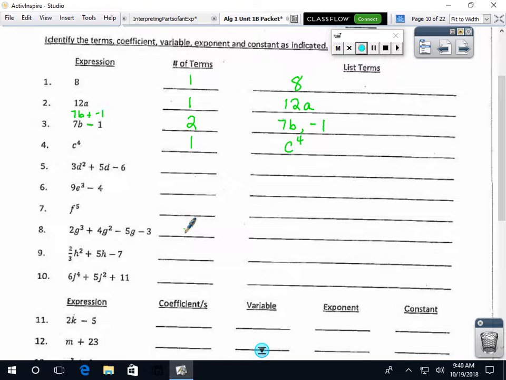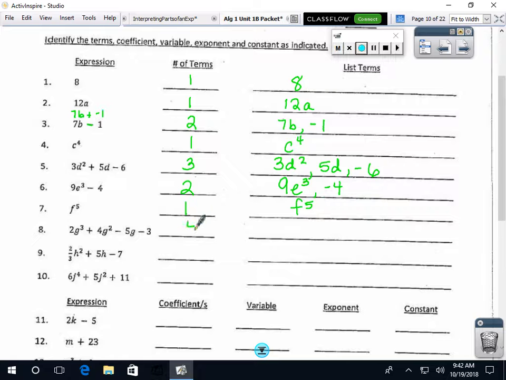Okay, number 5, how many terms is that? 3. Okay, the first term is 3d squared. The second term is 5d. And the third term is -6. Okay, you go ahead and try 6 through 10 before I do them with you. For number 6, you should have got 2 terms, and then the terms are 9e cubed and -4. For number 7, that is 1 term, and it's s to the 5th.